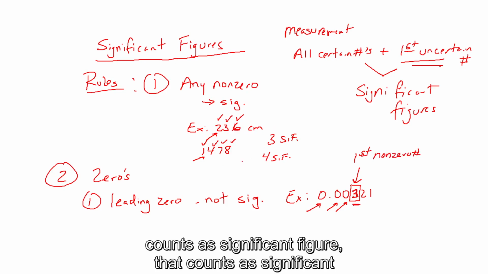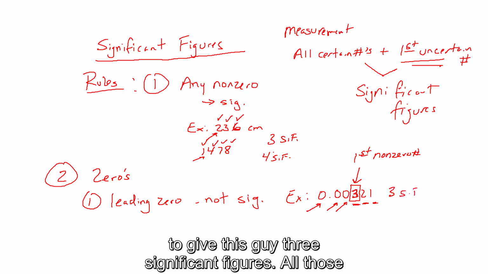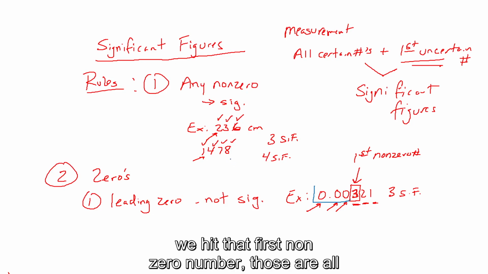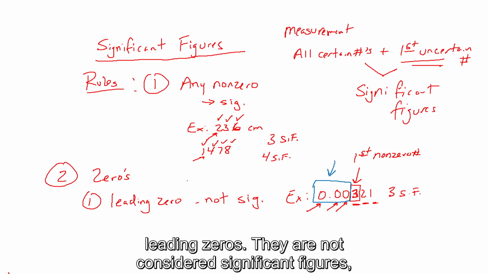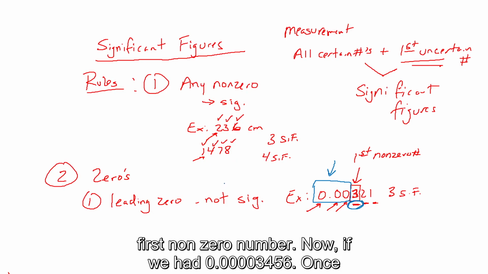So that counts as a significant figure, that counts as a significant figure, and this counts as a significant figure. That's going to give this guy 3 significant figures. All of those zeros that came before we hit that first non-zero number, those are all leading zeros. They are not considered significant figures. And we, again, do not start counting until we hit the very first non-zero number.